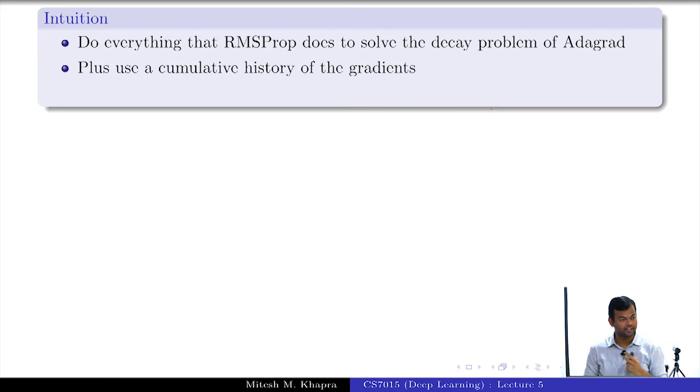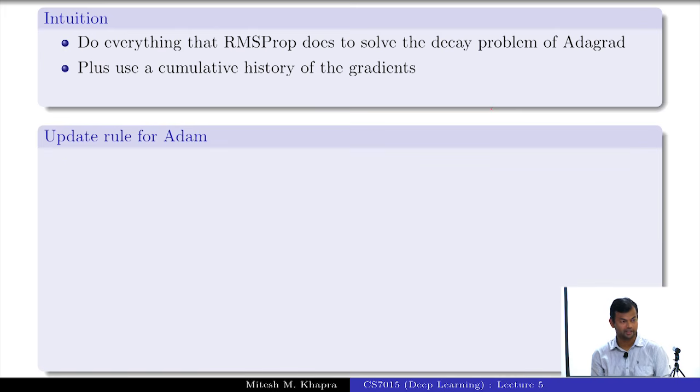So it does everything that RMSProp does. That means it tries to make the learning rate inversely proportional to a sane accumulated history. By sane I mean it does not allow the history to blow up, and it also uses the cumulative history of the gradients. So let's see the update rule for Adam.